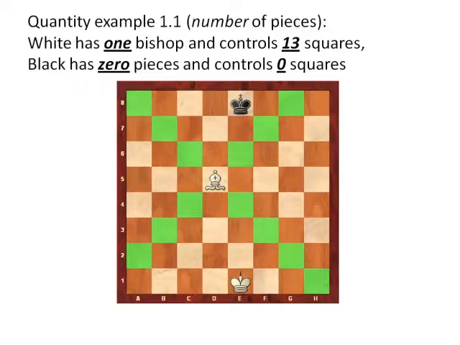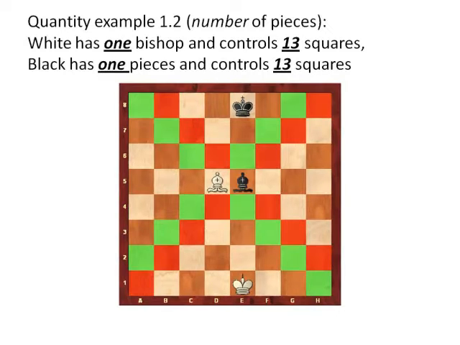Okay, let's look at a quantity example. This example is about the number of pieces. In this diagram, White has one bishop, and with that bishop he controls 13 squares. Black, however, has 0 pieces and controls 0 squares. Obviously, White is much better off in this diagram.